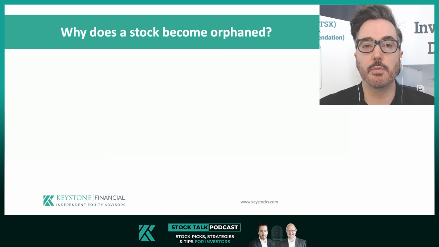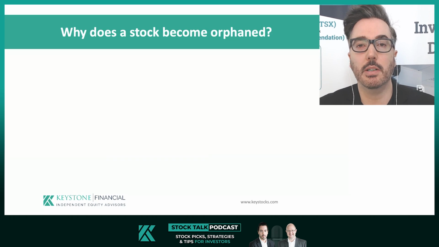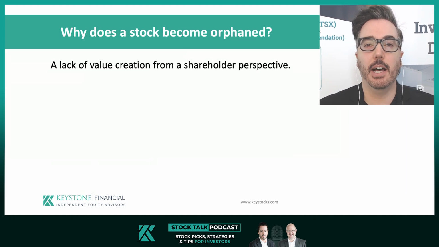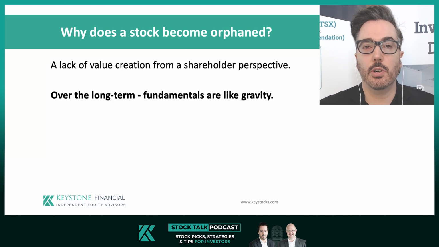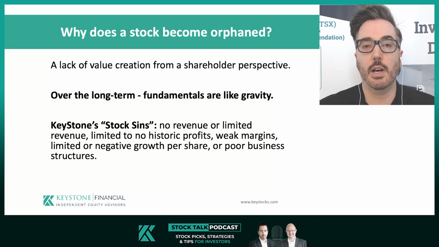Well, there are a number of reasons why a stock can become orphaned, but chief among them would be a lack of value creation from a shareholder perspective. Over the long term, I would say fundamentals are like gravity. If your stock creates consistent per share cash flow, often per share free cash flow, the stock price tends to stick to it like glue and rise over time. This is shareholder value creation 101.